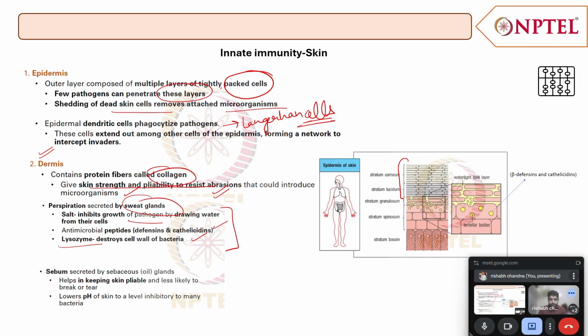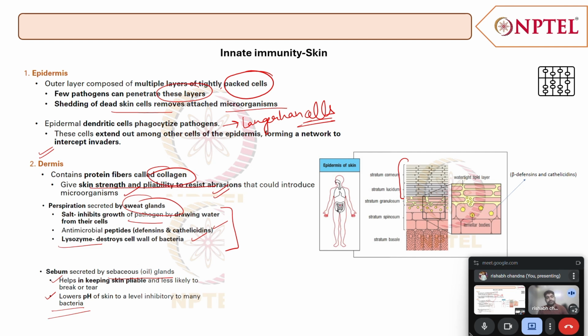Now we have sebum, that is secreted by the sebaceous or oil glands. This helps keep the skin pliable and less likely to break or tear. And it has a low pH, which helps in inhibiting the growth of bacteria, because at acidic pH, bacteria or any other pathogenic organism cannot grow.